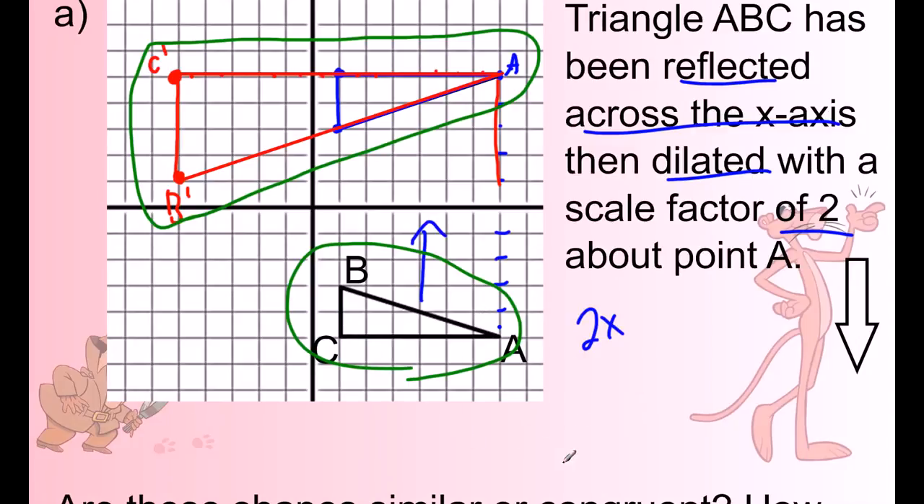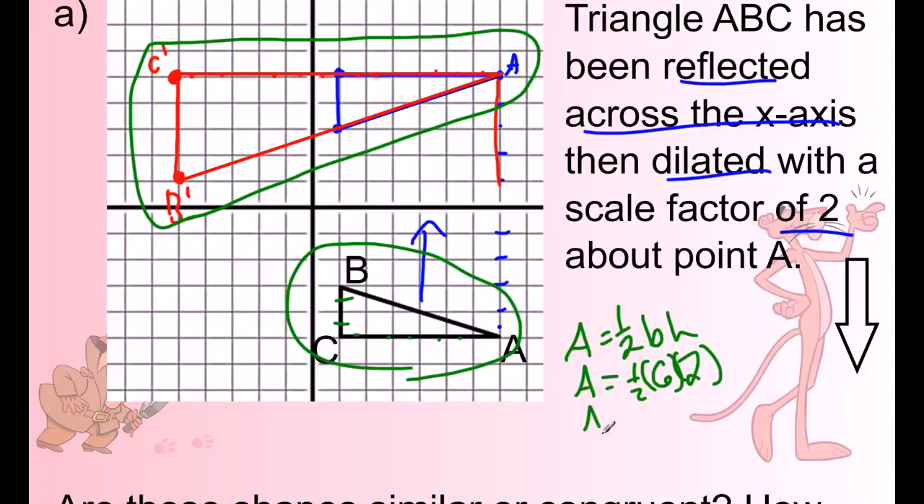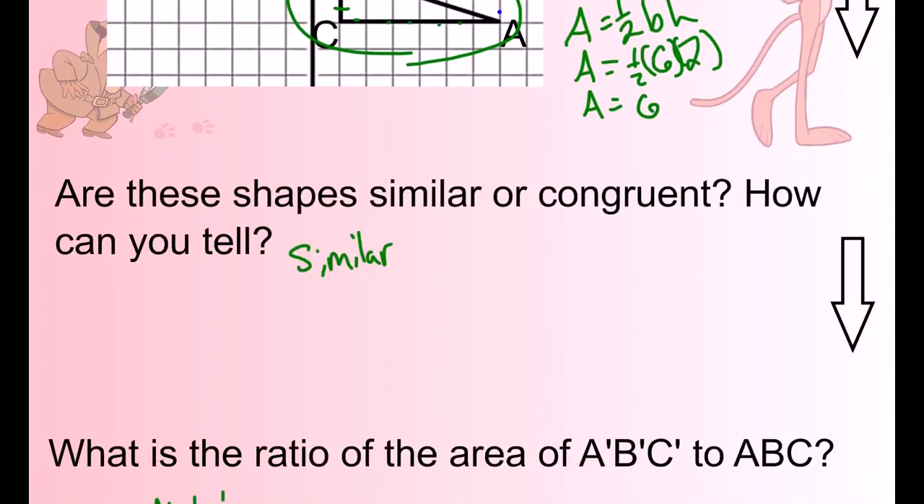Well, the area formula for a triangle: area equals 1/2 the base times the height. This triangle has a base of 1, 2, 3, 4, 5, 6, and a height of 2. So if I plug that into my formula and I do some math, 6 times 2 is 12, and half of 12 is 6. So the area of ABC is 6.